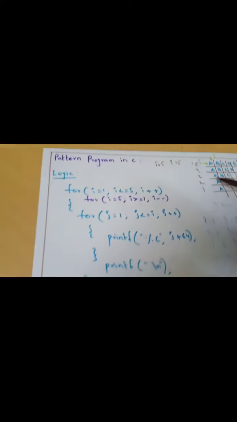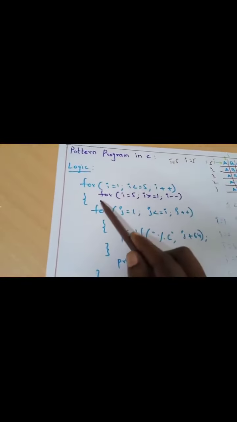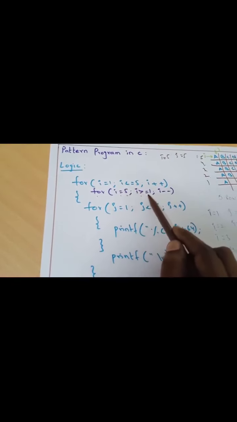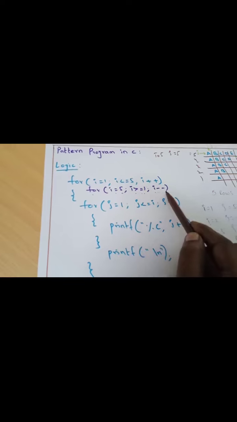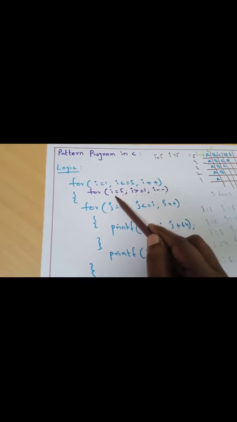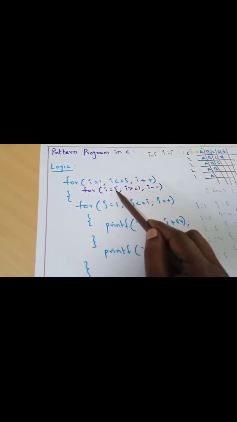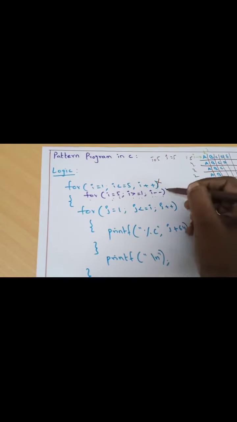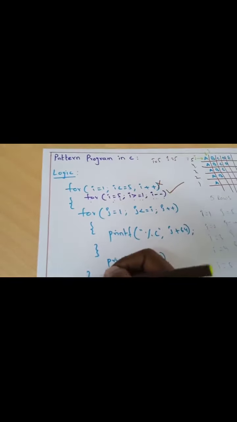Now look at your program. This is my logic: for I is equal to 5, I greater than or equal to 1, I minus minus. It means the index will start with 5.